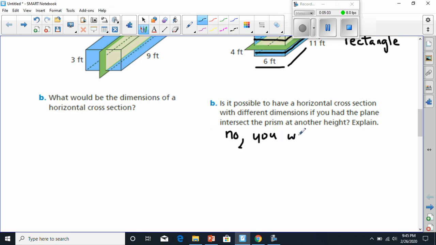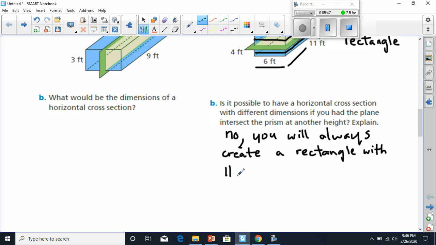You will still, or you will always actually, you will always create a rectangle with 11 feet by 6 feet dimensions. Or I could put even measurements.